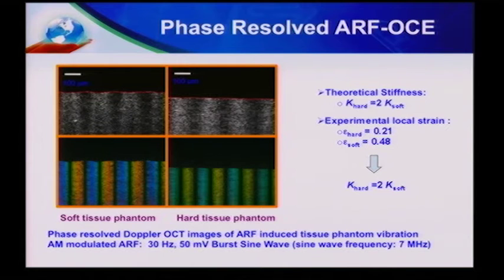You can see this is one of the phantoms with a low concentration of agarose, and here is the high concentration of agarose. When I apply ultrasound force, you can see the tissue oscillates at the same frequency as my AM modulated ultrasound frequency. For the soft tissue, you can see the largest displacement. For the hard phantom, you see a small displacement. And when we compare the displacement ratio, it is proportional to the Young's modulus determined by the traditional compression test.